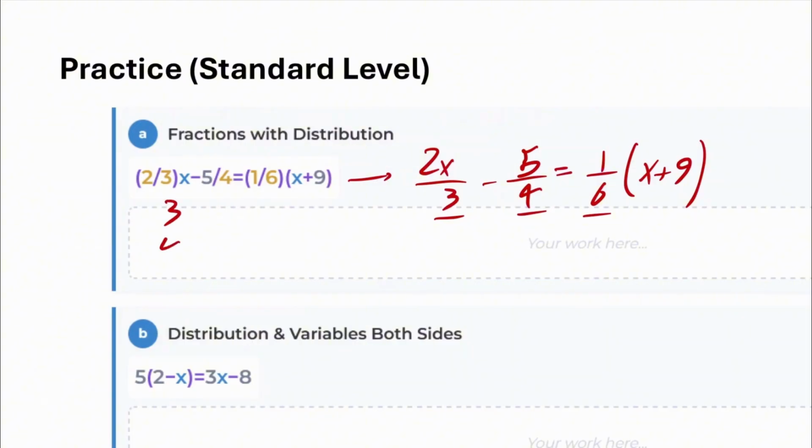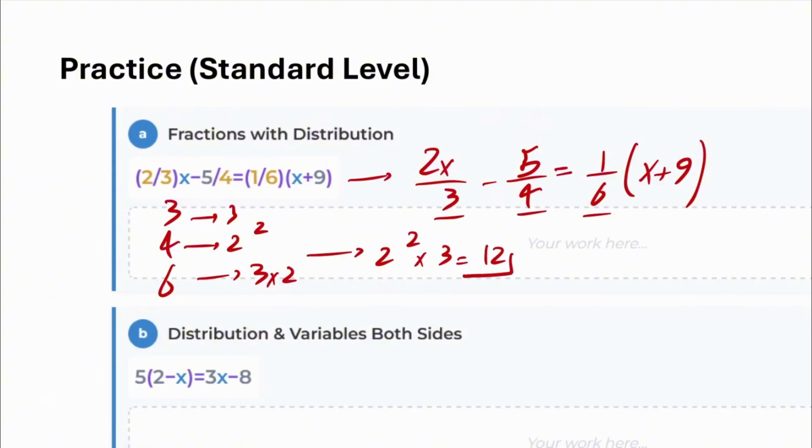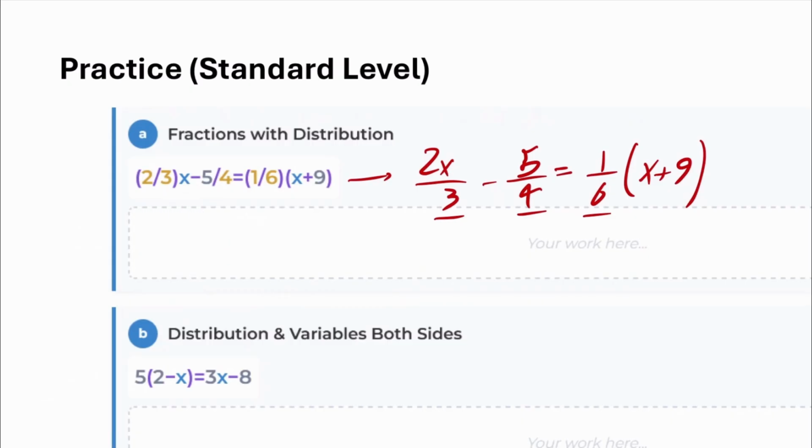3, 4, 6. 3, 2 to the power 2, 3 times 2 itself. What is the common number between all of them? So we don't have that, but we have to use the uncommon number with the most number, or the biggest power. 2 to the power 2 times 3. It could be what? 12. So 12 is the LCD itself. So I have to multiply both sides by LCD in order to make sure that these fractions are going to vanish. Multiply everything by 12.